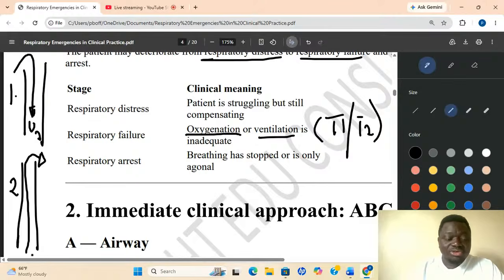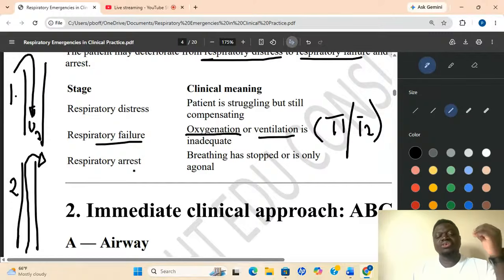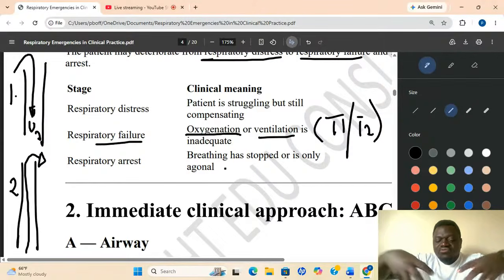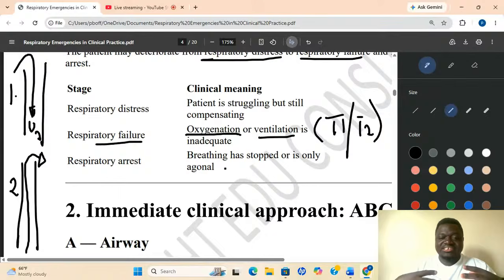Sending air down, but carbon dioxide coming out is not a problem. So in any respiratory emergency you see, you look at where the problem is coming from. At that stage, you have respiratory failure. Now, respiratory arrest: breathing has stopped. The muscles are tired. They can't help you to move in and out. Chest excursions stop. In this stage, we say you have what?